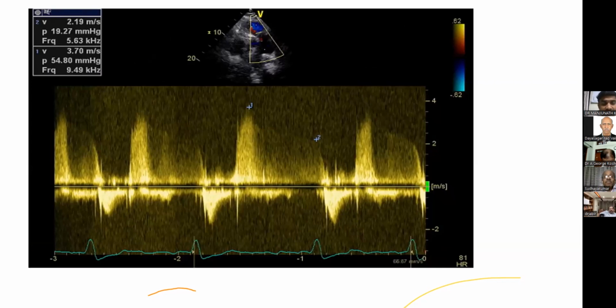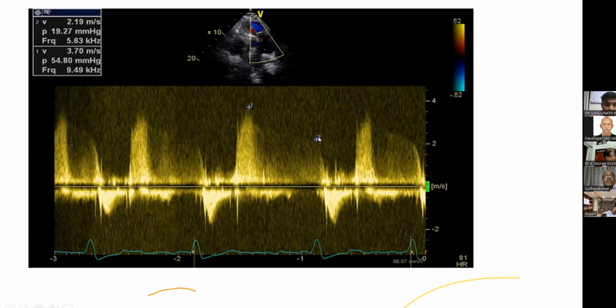This is showing pulmonary regurgitation. So where do you calculate the pulmonary arterial mean pressure? I want to know the pulmonary artery mean pressure. So this gives the Vmax, I'll multiply it by 4 V square, plus right atrial pressure will give mean pulmonary artery pressure. No, you don't add right atrial pressure. You don't add right atrial pressure for mean pressure.